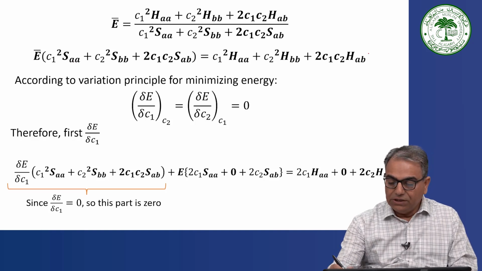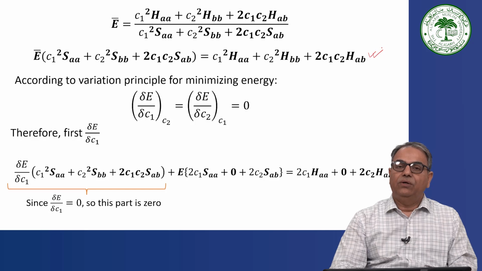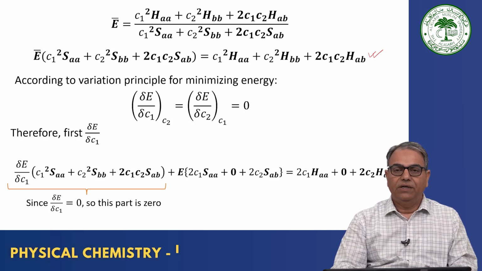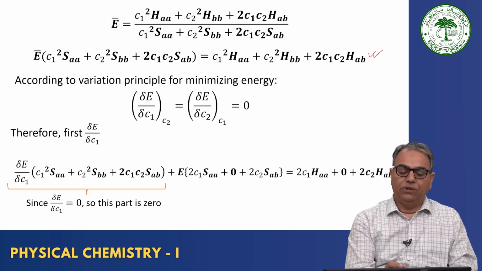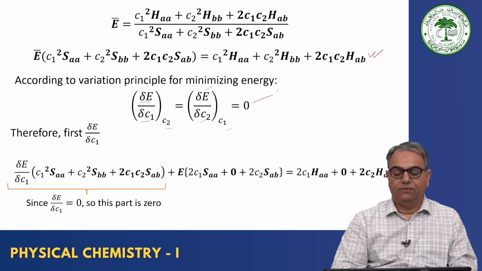Once you have this equation, you can differentiate with respect to the variation parameters, that is C1 and C2, and equate to 0. So you differentiate the energy with respect to C1 keeping C2 constant, and you differentiate the energy with respect to C2 keeping C1 constant, and equate each to 0.